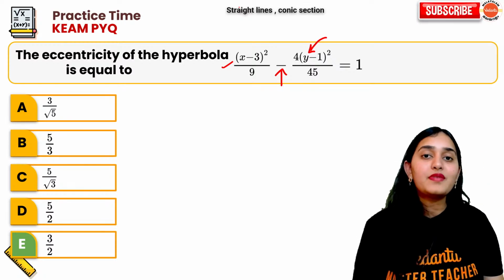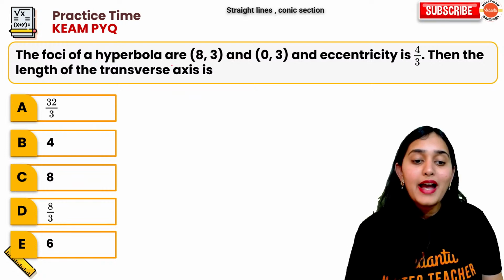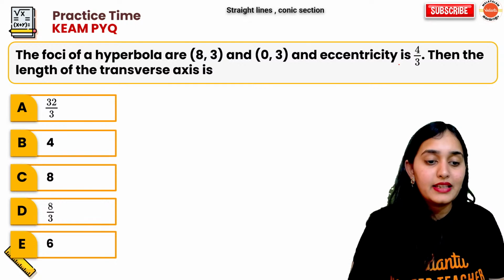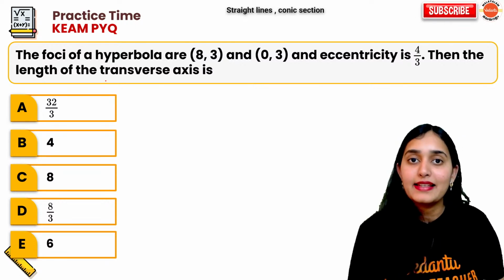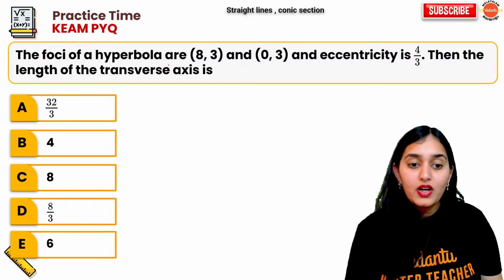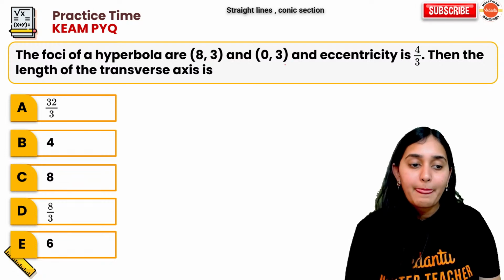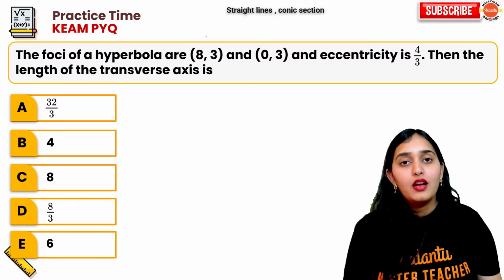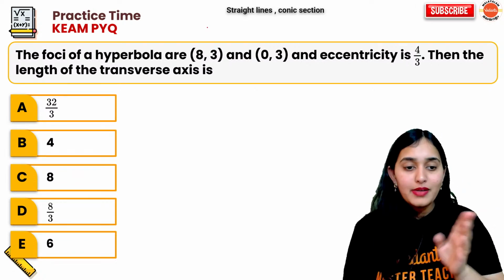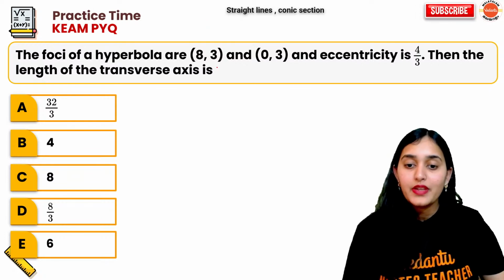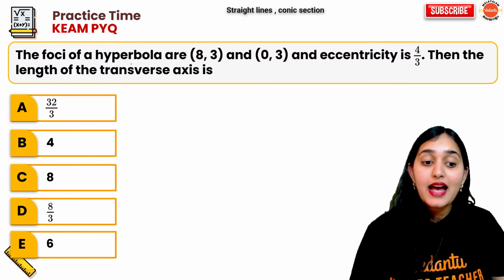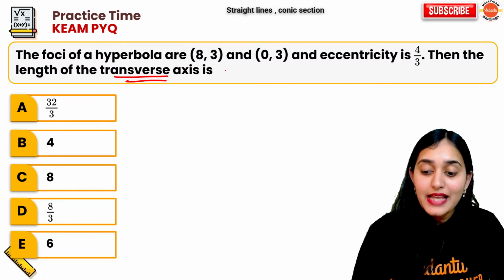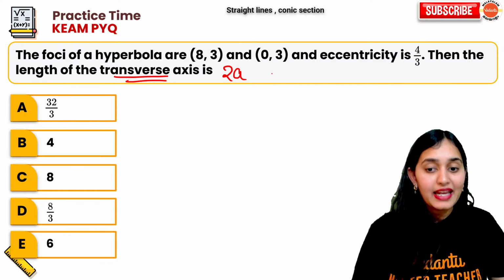Okay. Next. The foci of the hyperbola are 8, 3 and 0, 3 and the eccentricity is 4 by 3. Then the length of the transverse axis is dash. The foci of the hyperbola are these two. Now, what is the focus formula? Focus was a comma 0, minus a comma 0. And the eccentricity is given. They are asking the length of transverse axis. The length of transverse axis is 2a.